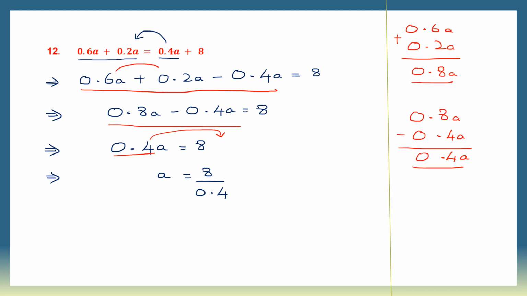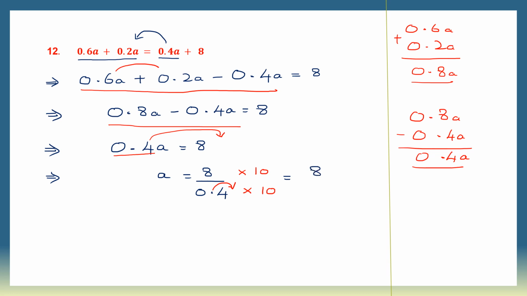So 0.4 should now become 4, and I can do that only if I move the point one place to the right. And if I have to move it one place to the right, I have to multiply it by 10. Only then I can move it. So if I multiply the denominator by 10, I should multiply the numerator also by 10. So let's see what we get now.